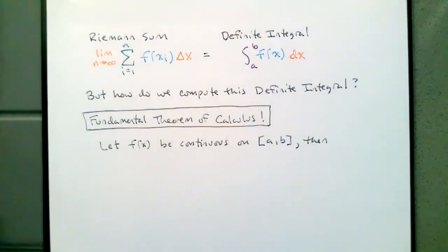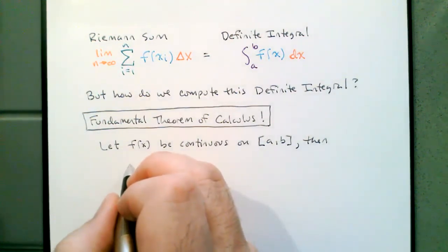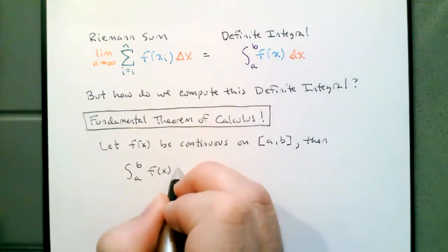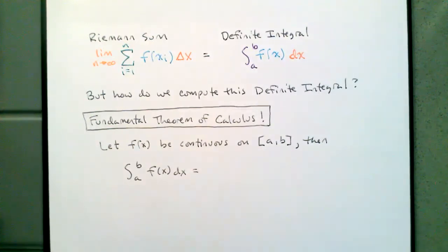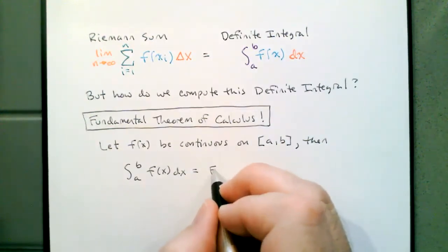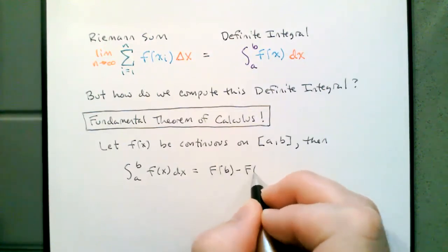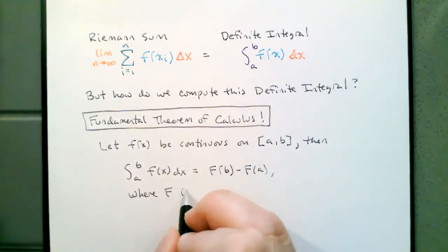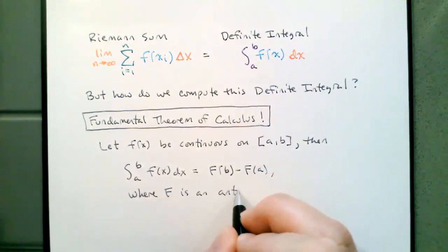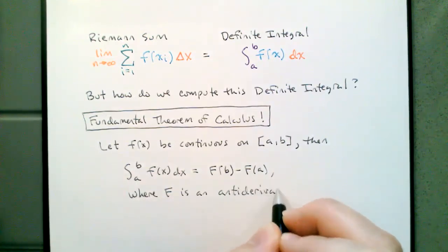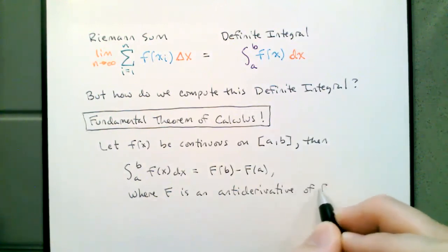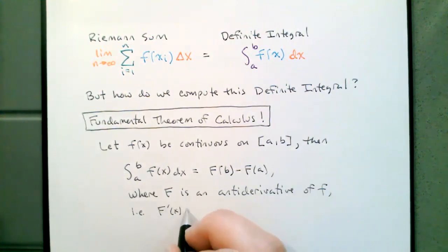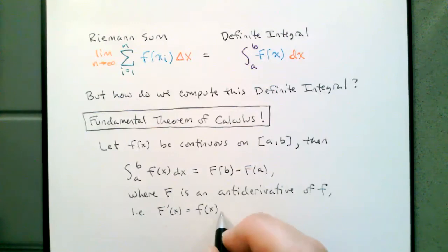The fundamental theorem of calculus says that the definite integral from a to b of f of x dx is capital F at b minus capital F at a, where capital F is an antiderivative of f. That is, capital F prime of x is equal to little f of x.